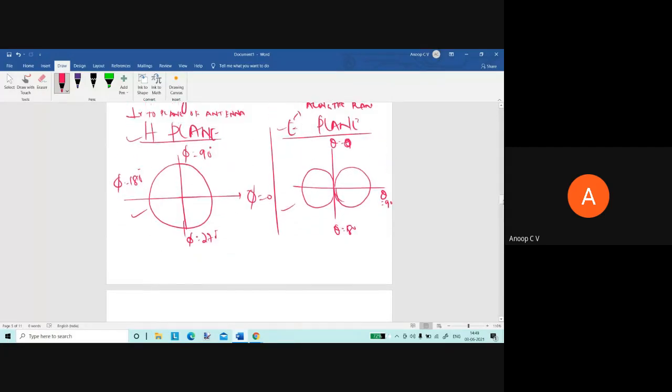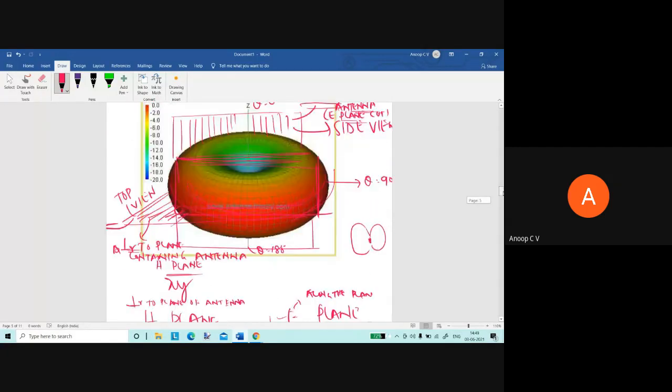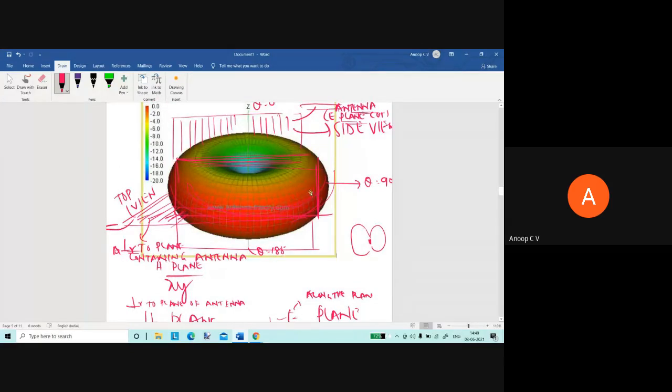So now this is the E-plane and H-plane pattern, and this is how the 3D pattern of a dipole antenna will look. What is the meaning of this? If you keep a receiver here along the z-axis, you will not receive anything, because the antenna is not radiating in that direction. But if you keep a receiver in this direction, it will receive the maximum. That is the case of a dipole.